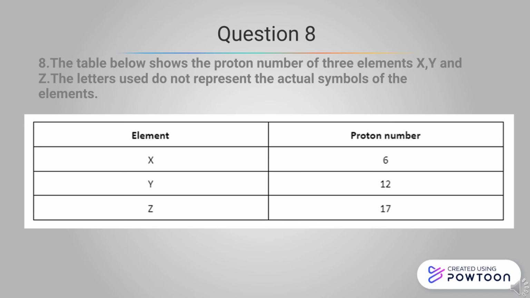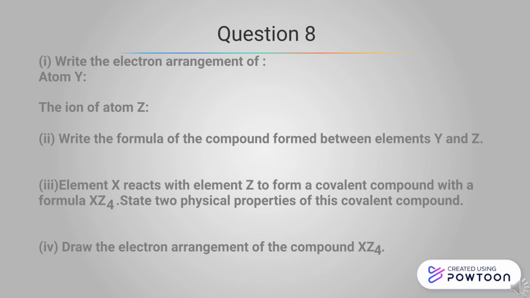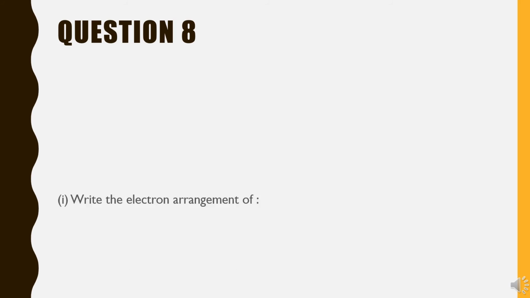Next, question 8. The table shows the proton number of 3 elements. From the proton number, we have to write the electron arrangement of atom Y and the ion of atom Z. Then write the formula of the compound formed between element Y and Z. Next, state the physical properties of XZ4. Lastly, draw the electron arrangement of XZ4.